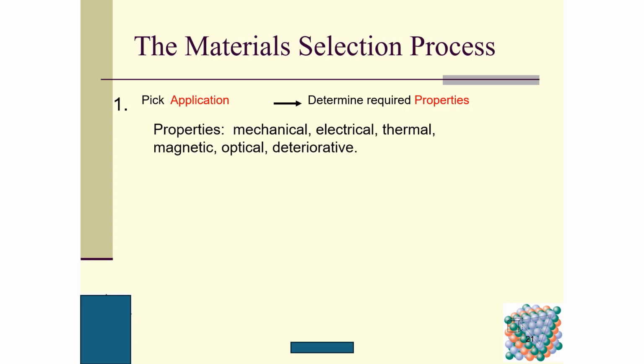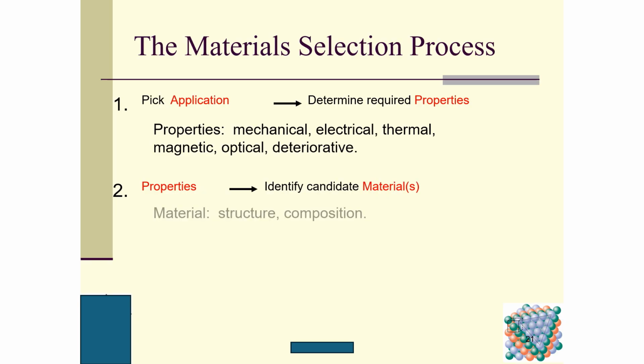The material selection process. First, you need to pick the application. Right? This application determines the required properties. For example, we have these kinds of properties: mechanical, electrical, thermal, magnetic, optical, and deteriorative properties. So you need to have the application. Then you know what kind of properties you want these materials to have. This is our first step.